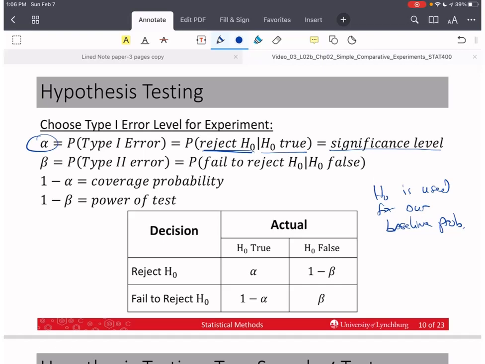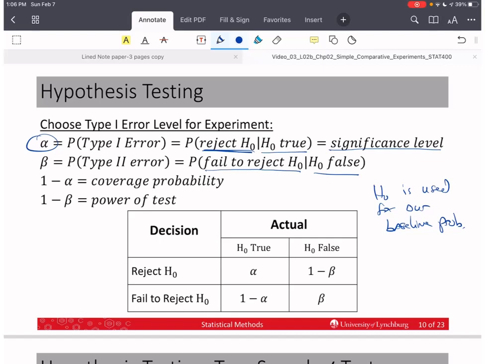And then beta is our type 2 error. The probability that we have a type 2 error is equal to the probability that we fail to reject H naught when it's actually not true. So that's another, different type of error. Now, 1 minus alpha is our coverage probability, which is the probability that if we have an interval, the interval covers the true parameter value. That's one way of thinking about it.